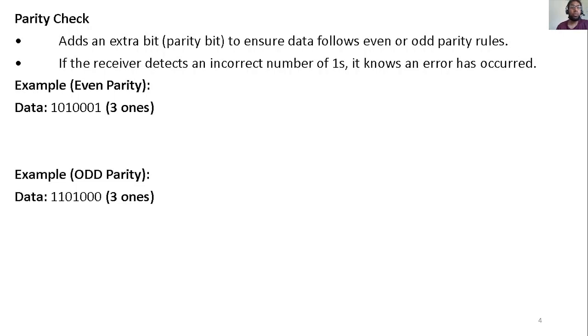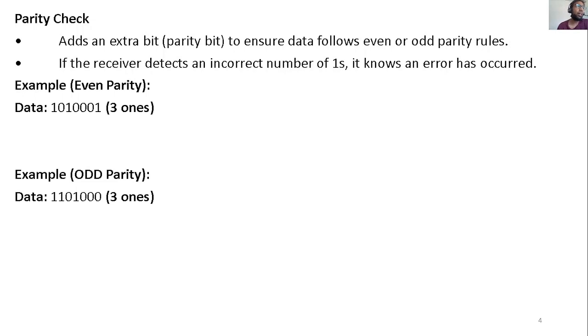And then how we do the parity check, here I'm going to give you the example. Right now I'm just giving the example of the parity check. I'm not getting into the detail of how even parity is created, how odd parity is created. It will just be given that it is decided between the sender and the receiver what kind of parity they will be using. Parity check adds an extra bit to ensure data follows even or odd parity rules. If the receiver detects an incorrect number of ones, it knows an error has occurred.